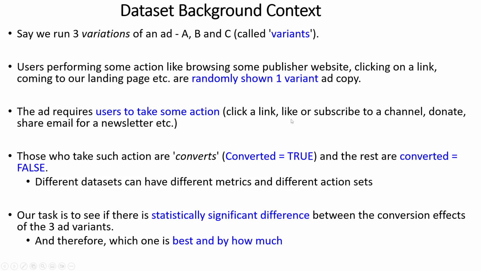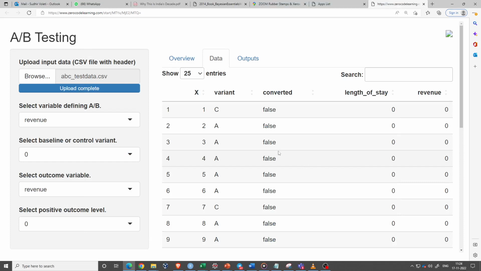Now the ad requires users to take some action, let's say click a link or subscribe to a channel, donate or share their email for a newsletter. If users take this action, then they become converts, so we would say converted is equal to true. Here, user 1 has been shown variant C, user 2 variant A, and so on. There should be variant B also, but there it is. If a user after seeing the ad is influenced and converts, then we will get a true here. Otherwise, it's a false.